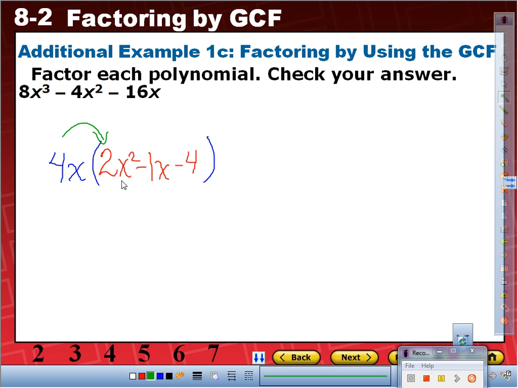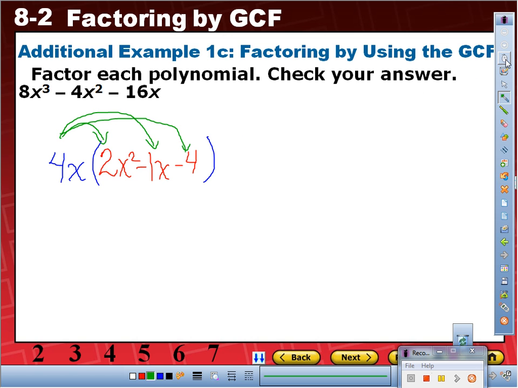4x times 2x squared is 8x cubed. That is correct. 4x times negative 1x is negative 4x squared. And 4x times negative 4 is 16x. Okay, hands up if you got that by yourself. Okay, let's do another one.